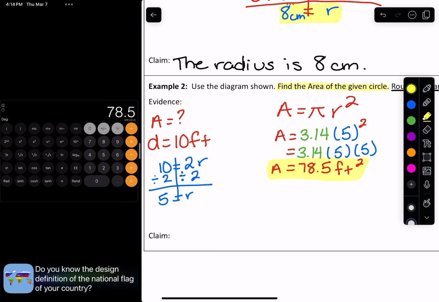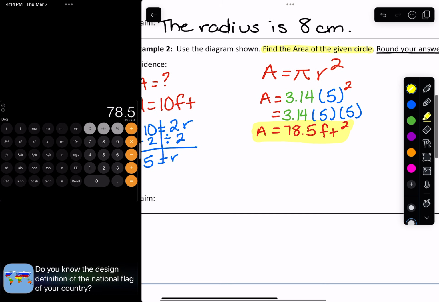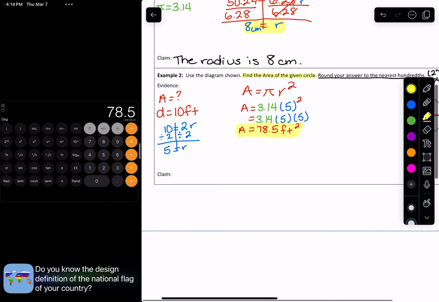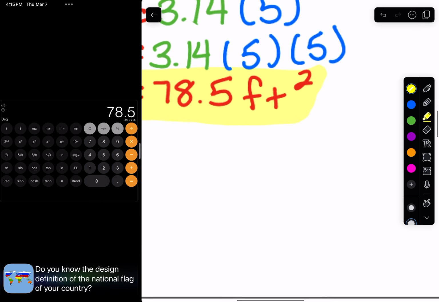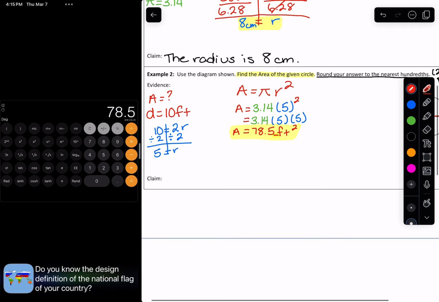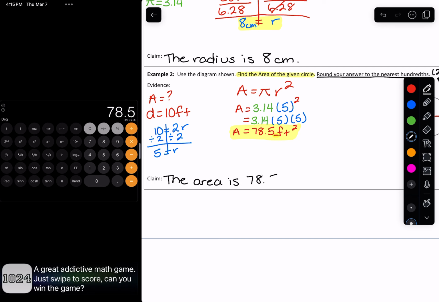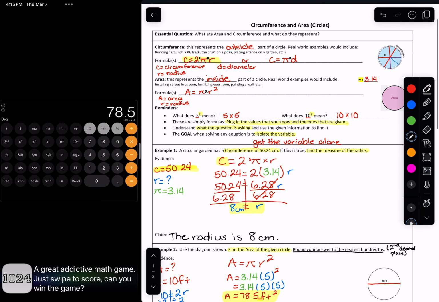This is going to be our final answer for this question. Okay. The last thing I need to make sure is that it's the nearest hundredths place. Like I said, it's the second decimal place, but this one does not have a second decimal place, so we can just leave it alone. So my claim for this one's going to say the area is 78.5 feet squared. And that is it for the notes for today.